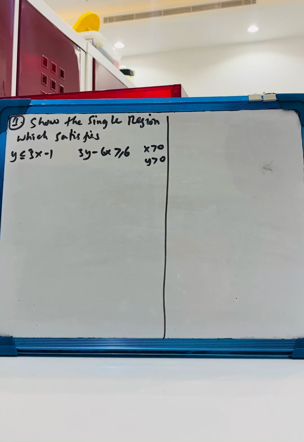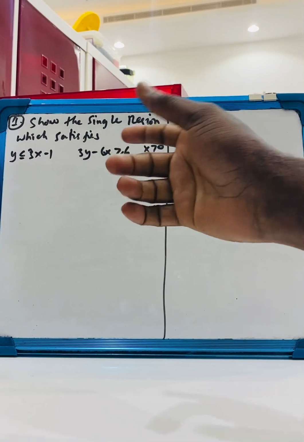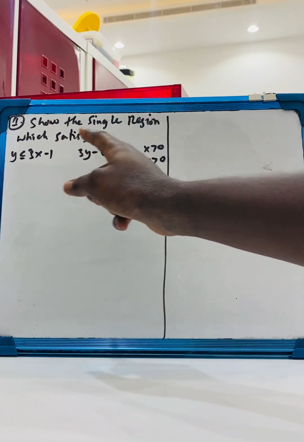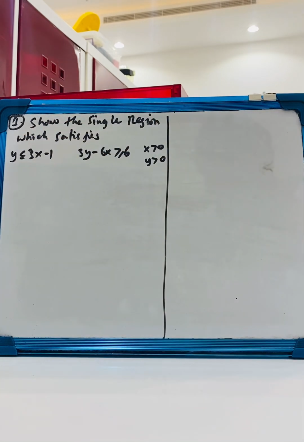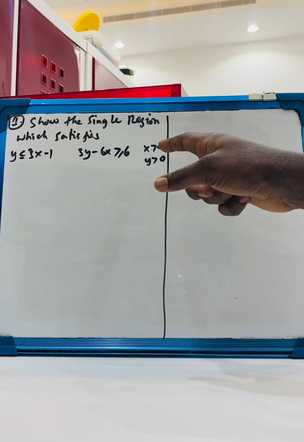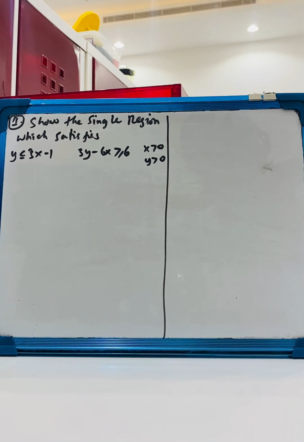Right, so today we want to take a good look at how to graph linear inequalities and choosing a single region that satisfies all the underlying inequalities. So we take example 1. On this board, we see a single region which satisfies y is less than or equal to 3x minus 1, 3y minus 6x greater than or equal to 6, and the non-negativity x greater than 0, y greater than 0.